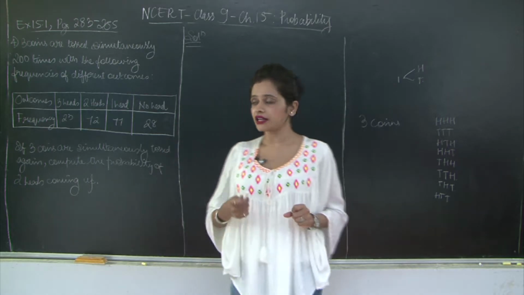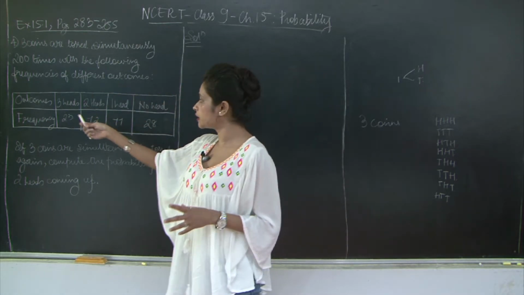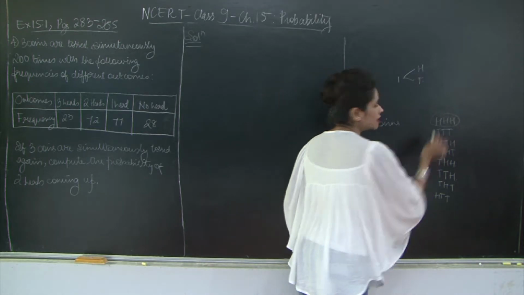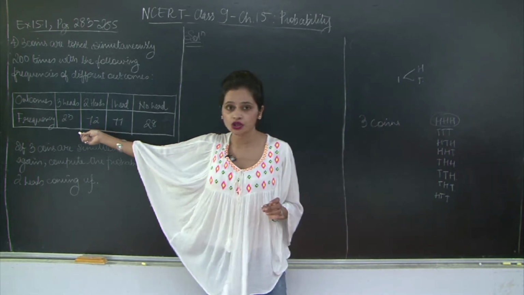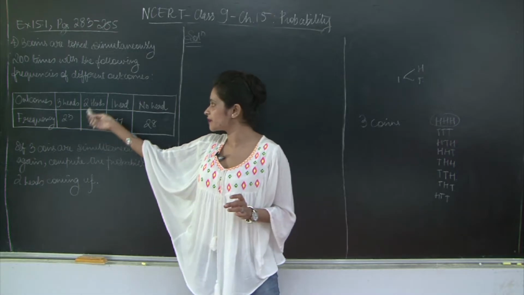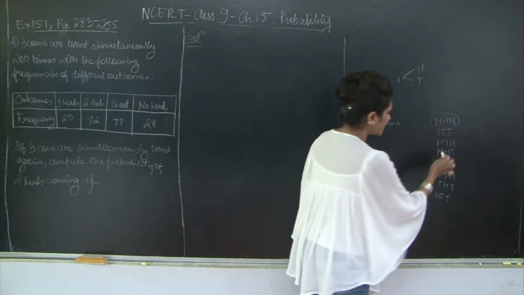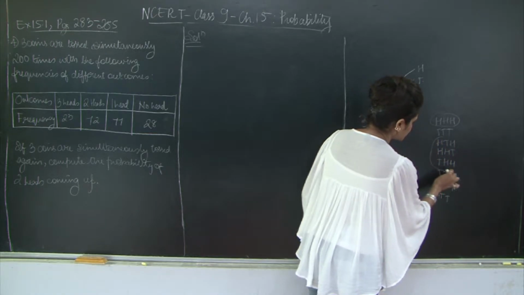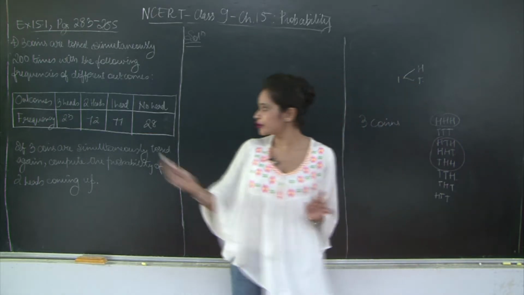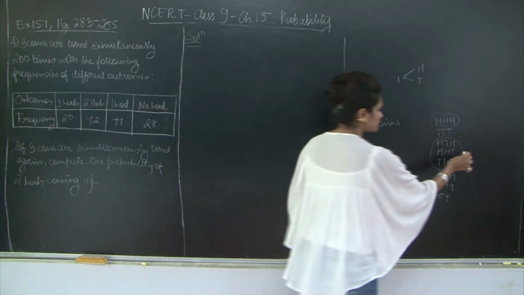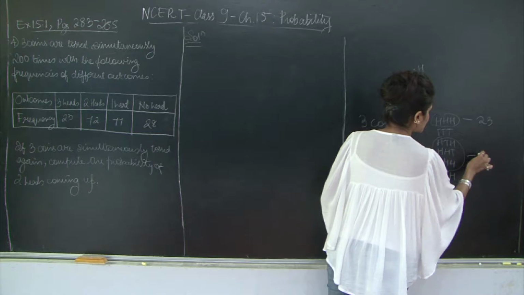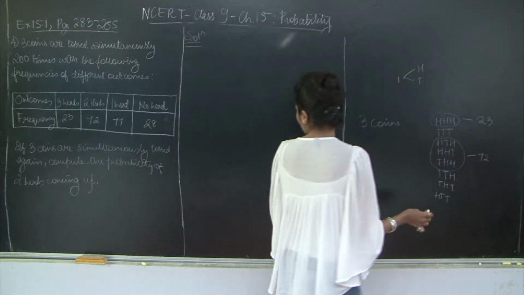Now, out of 200 times, the frequency of occurrence of three heads, that means head is going to occur how many times? 23 times. Then two heads. So two heads, let's check where you have two heads. You have two heads in these places. This occurrence is going to happen 72 times. So this is 23, this is 72, and one head.